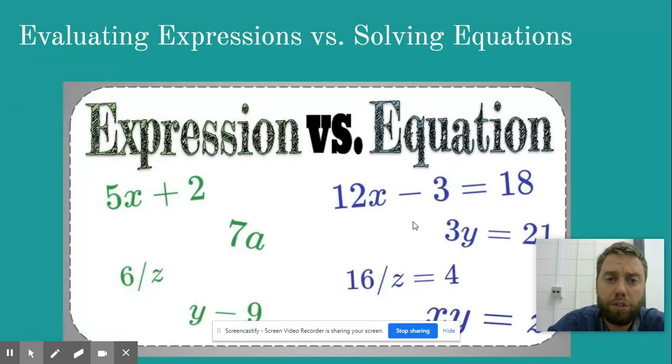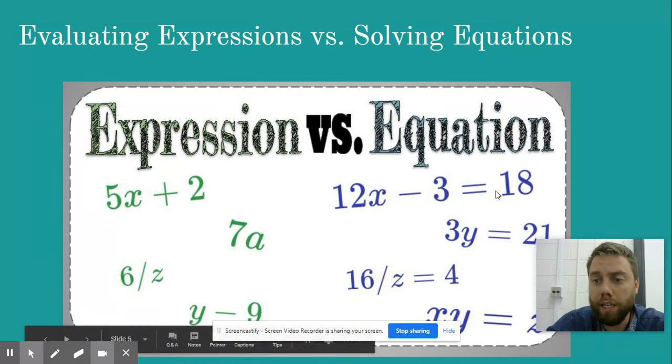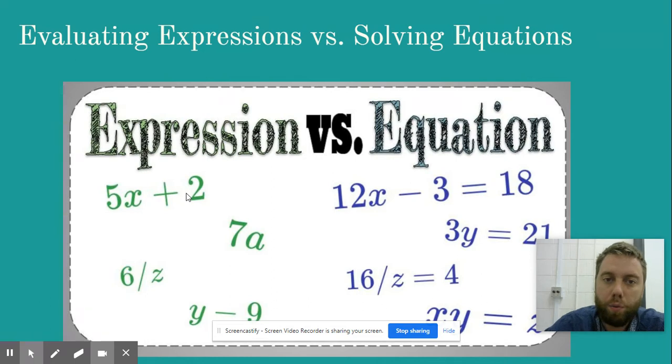Today's class, as I said, will be two-step equations. We need to remind ourselves the difference between expressions and equations. Equations have equal signs, that's what we use to solve. Expressions don't have equal signs, and we're usually evaluating expressions, like plugging in a value for a variable.